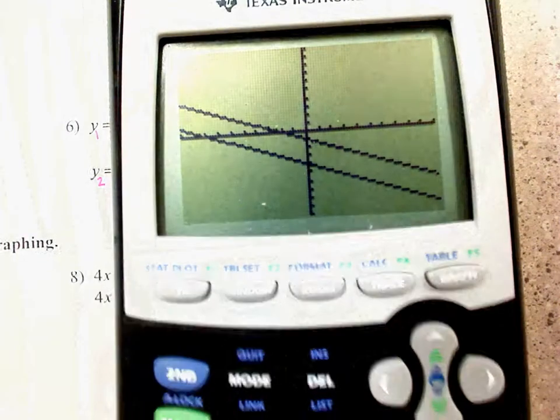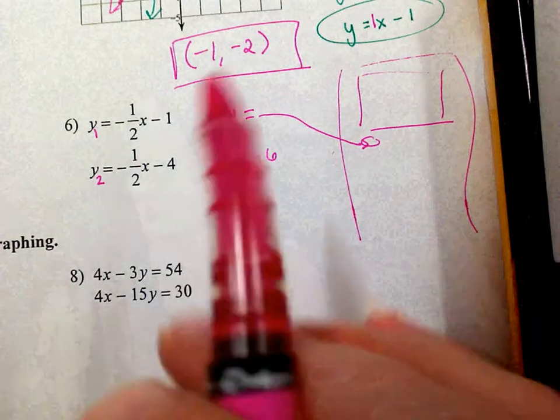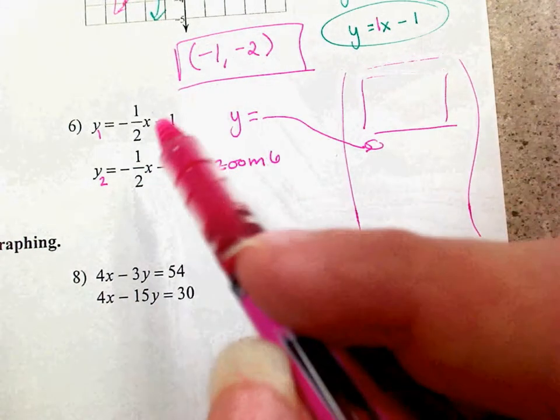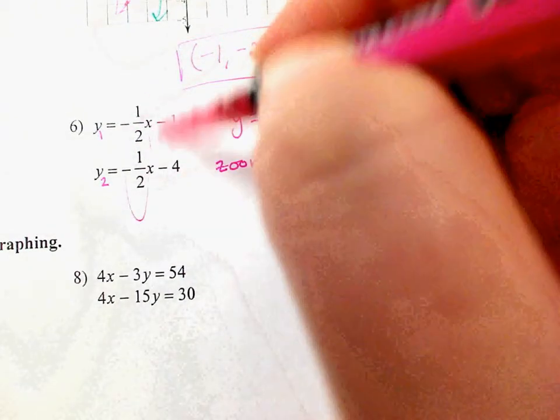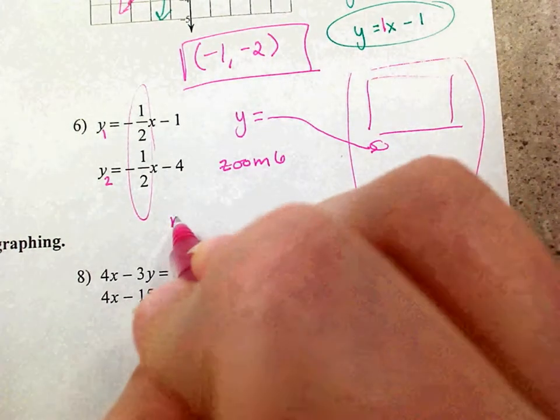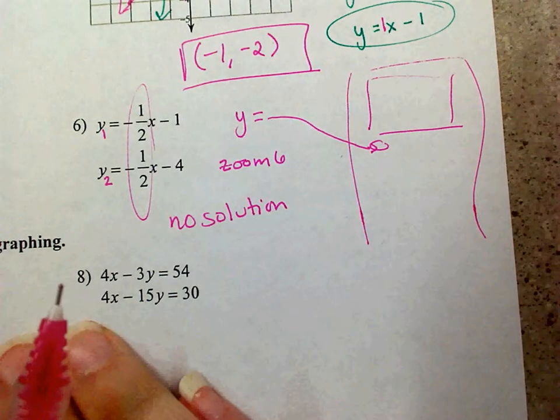What do you notice about these two lines? They're parallel, and I could have known that just by looking at the equations. So no solution. Are we okay with that?